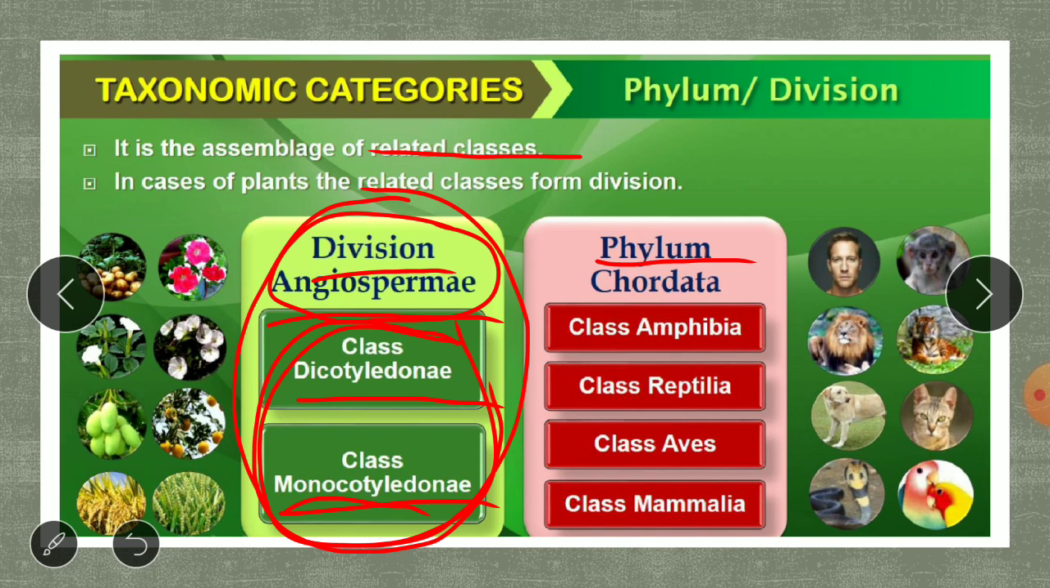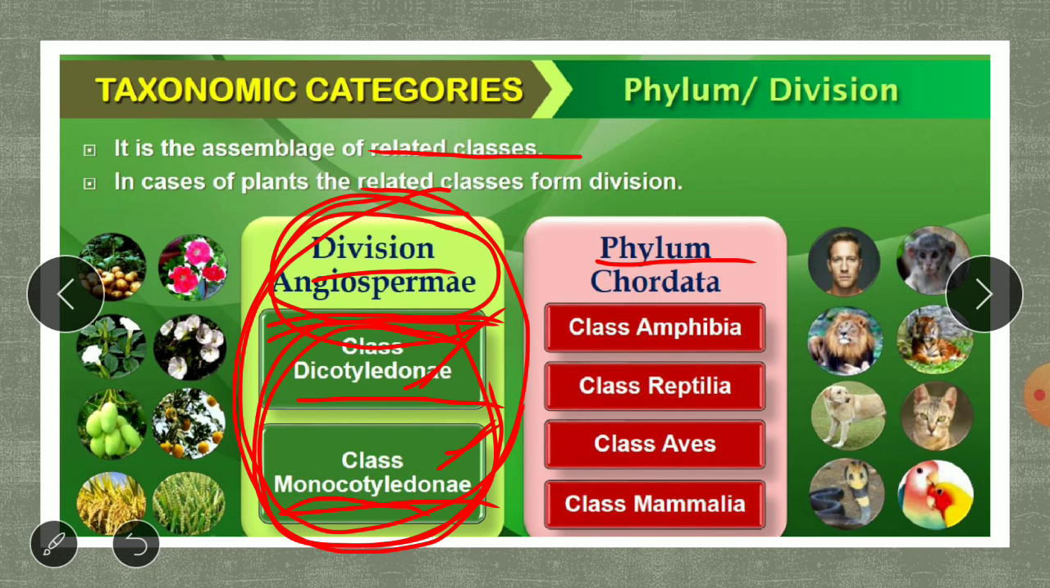Angiospermae are the group of plants producing flowers. The flowering plants are called Angiospermae. So both of them are seed producing. This is one seed, this is two. In both of them, seed is produced when there is a flower. So they are put in the division Angiospermae.